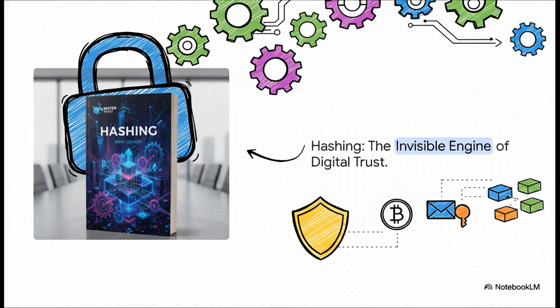All right, let's talk about something you use every single day but probably never see. It's this invisible engine that basically runs our entire secure digital world. It's called hashing. And yeah, it's the secret sauce behind everything from Bitcoin to just logging into your email. We're going to break down exactly how it works.